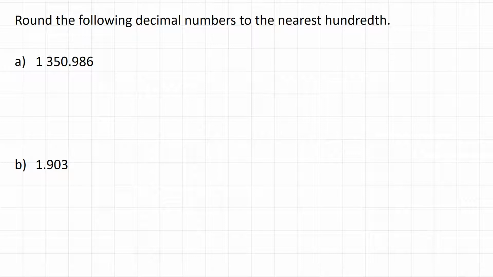All right, example number 2. Round the following decimal numbers to the nearest hundredths. So in this example, we want to round to 2 decimal places because we know the second decimal place is the hundredths value. So let's look at the first example. We have 1,350 and 986 thousandths. So I want to round to the nearest hundredths, so I'm just going to rewrite that number again.